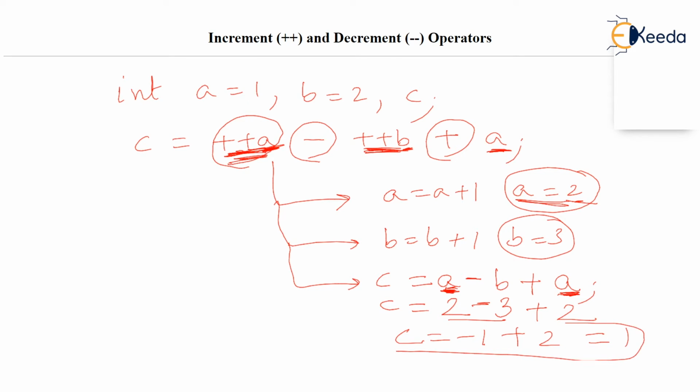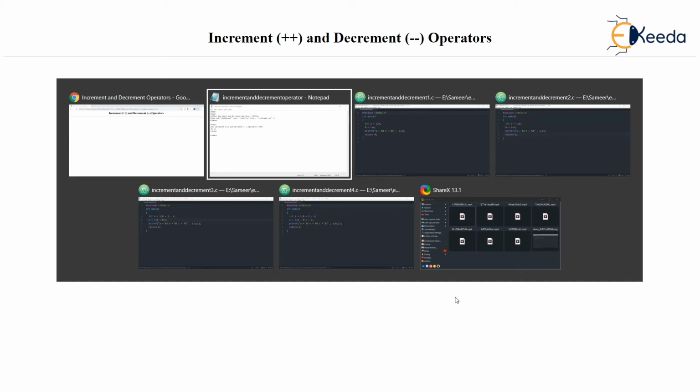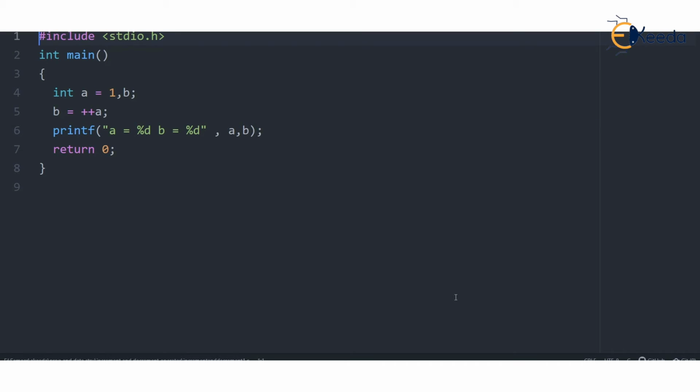So if we produce the output as A, B, C, the output will be 2, A is 2, then B is 3, and finally C will be 1. Okay, let's see these programs in action. Let's say that I have written one program already. This was in fact the first one in our series, which was written by hand.